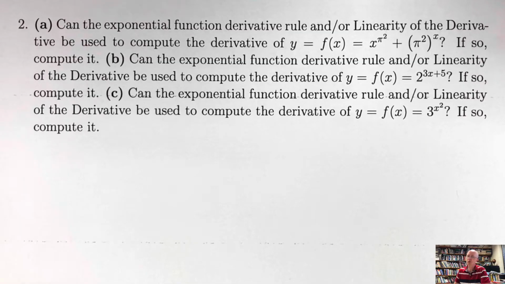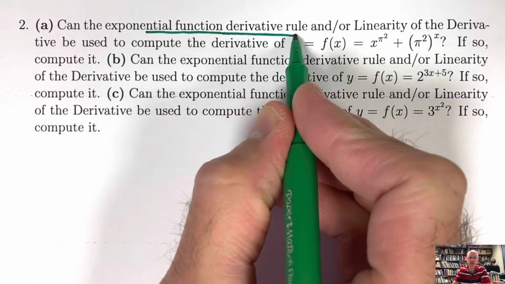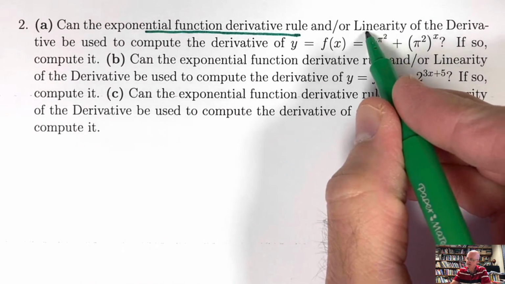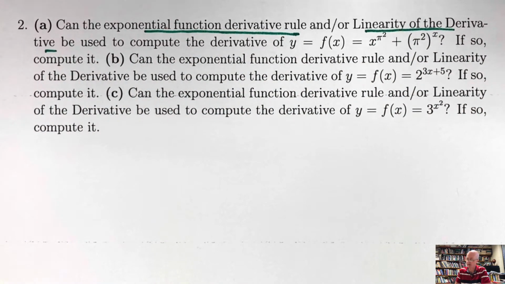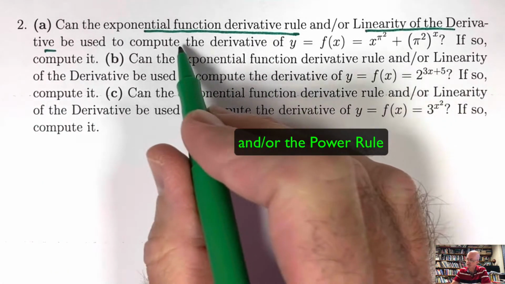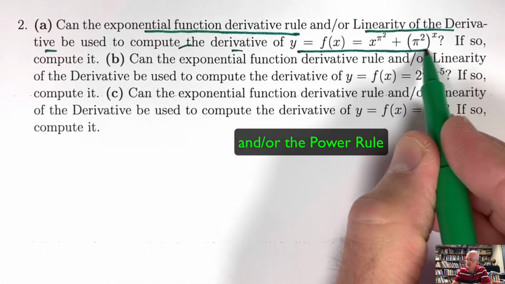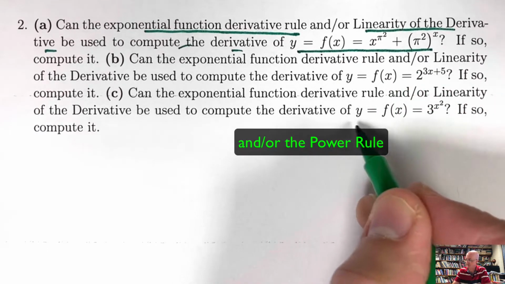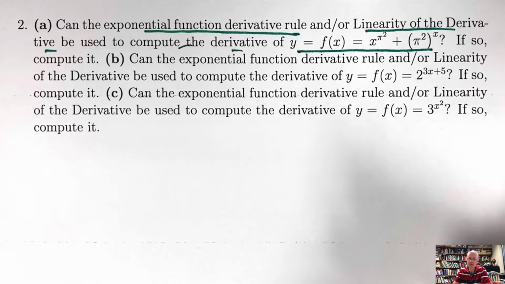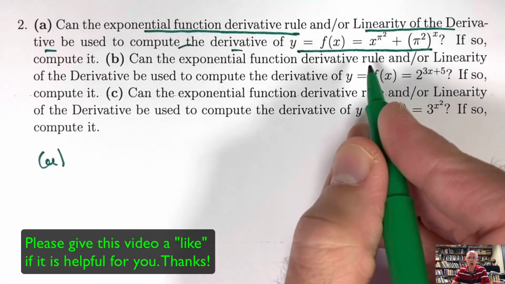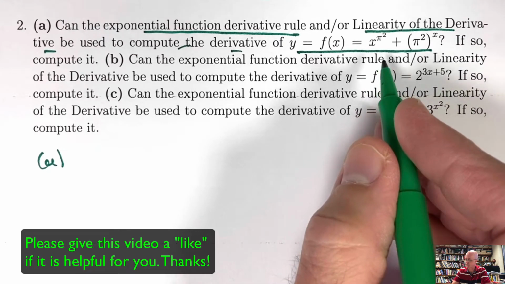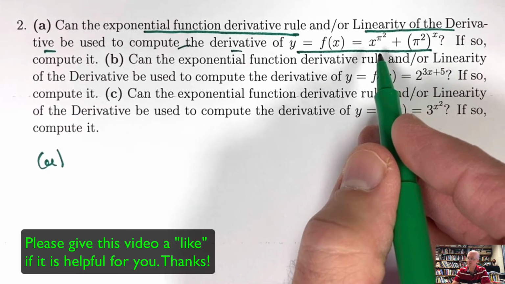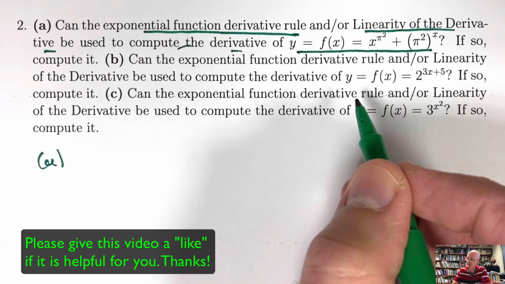Number 2 is kind of a tricky derivative question where we are trying to decide whether the exponential function derivative rule that we just derived and/or the linearity of the derivative property that we talked about in the previous video can be used to compute the derivative of, for example, in part A, this function, in part B, this function, and in part C, this function. If so, go ahead and compute that derivative, and if not, try to explain why not. I will try to do that, though it's not part of the directions here. All right, part A. It doesn't look like we can use the exponential function rule plus, well, I should say, facts from the past, such as the power rule that was in the previous video too.